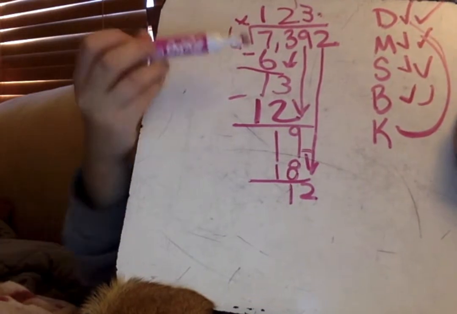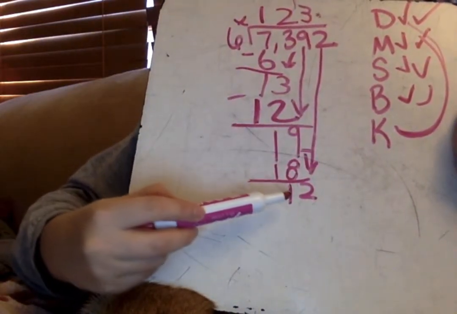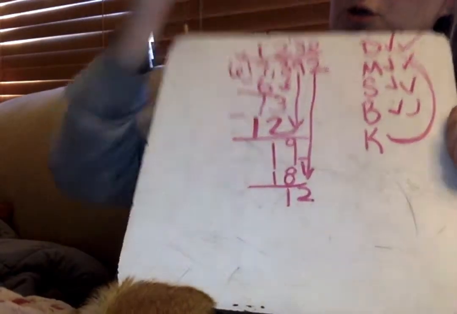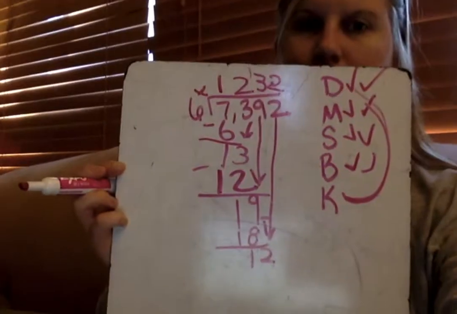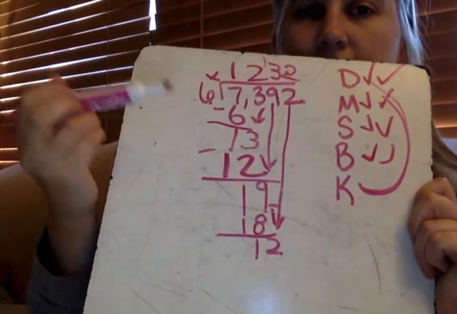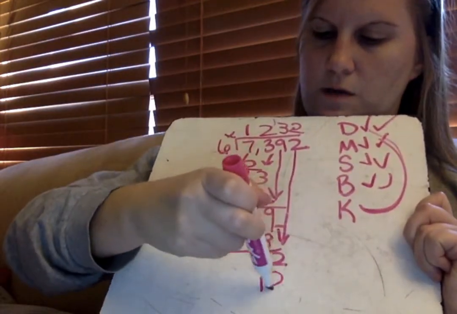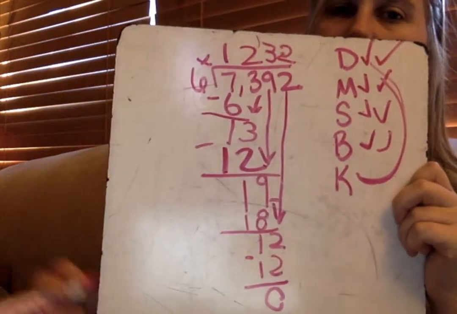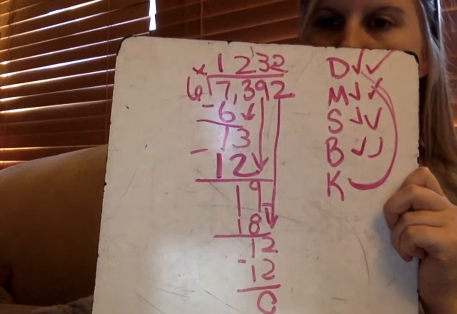All right, so since I brought down, I'm going to go back to the top. I have to decide how many times 6 will divide into 12. I know that 6 times 2 equals 12. So 6 will divide into 12 2 times. 6 times 2 equals 12. 12 minus 12 equals 0. Nothing to bring down. So my answer should be 1,232. No remainder this time.